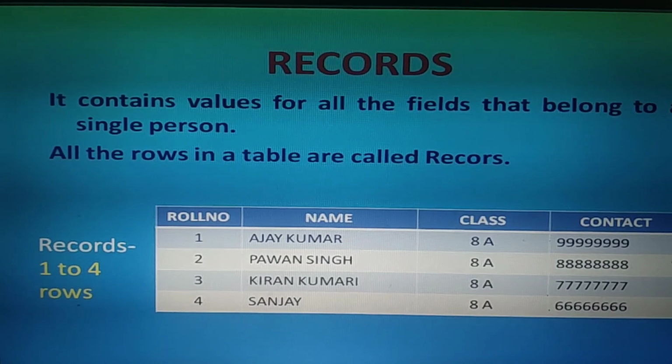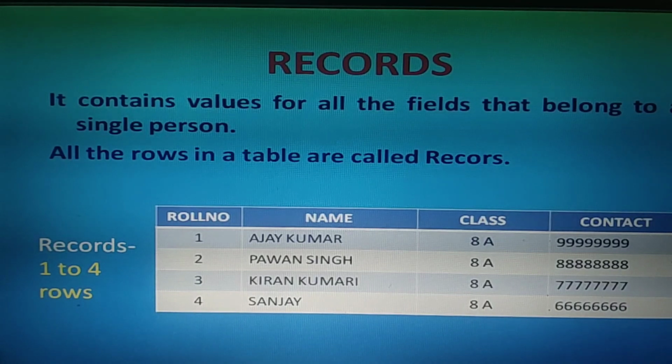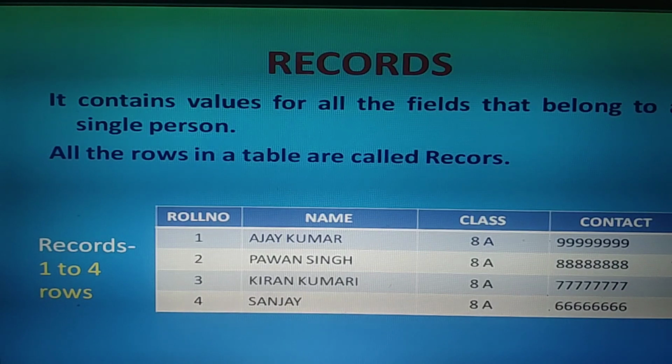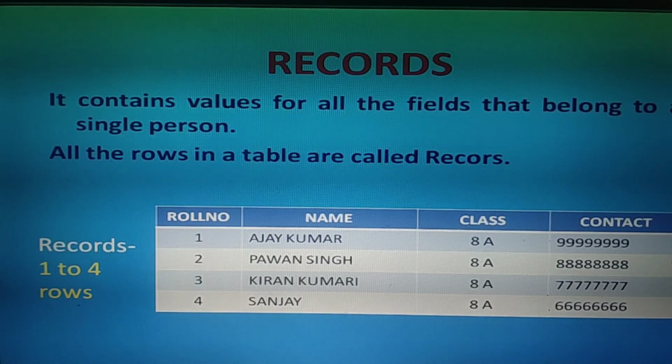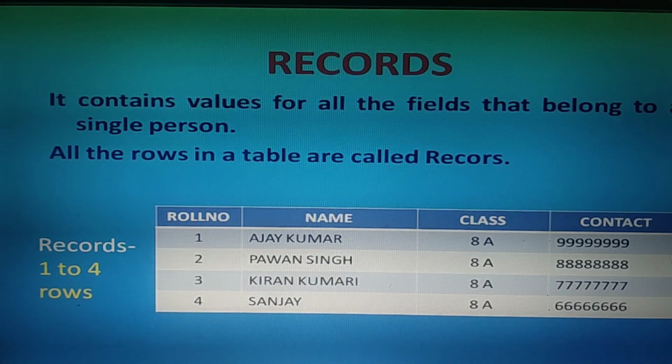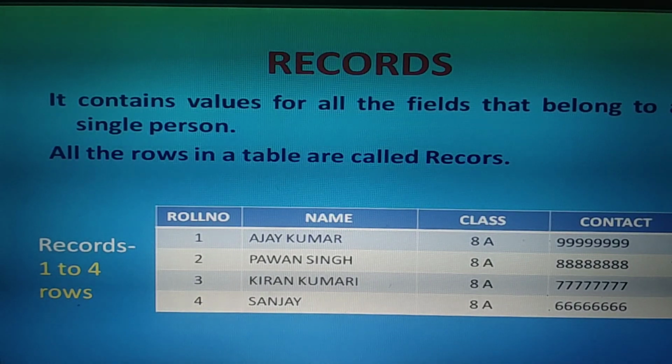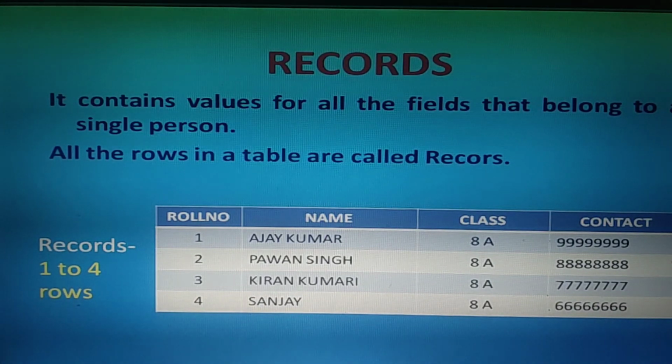Roll number 1, Ajay Kumar, 8th, and the contact number is 9999. This is a single record. Roll number 2, Pawan Singh, 8th, and the contact number is 88888. This is record 2. Roll number 3, Kiran Kumari, 887777, this is the contact number, so record number 3. And the last is 4, Sanjay, 8th, and the contact number is 6660. This is record number 4. So in the given table there are 4 records. If you are facing any confusion, write in the comments.